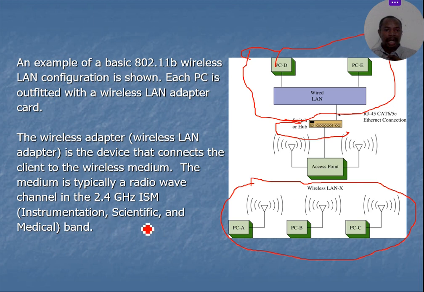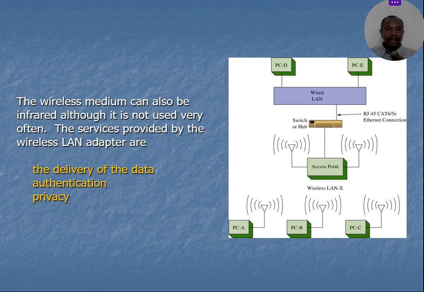Now, since this is 802.11b, the channel operates in the 2.4 gigahertz band. ISM stands for instrumentation, scientific, and medical band. So it covers the instrumentation band in electrical engineering, the scientific band, and the medical band. That's the first phase of this one. Let's move ahead quickly. The second phase is that the wireless medium can also be infrared, not only radio frequency, not only RF.